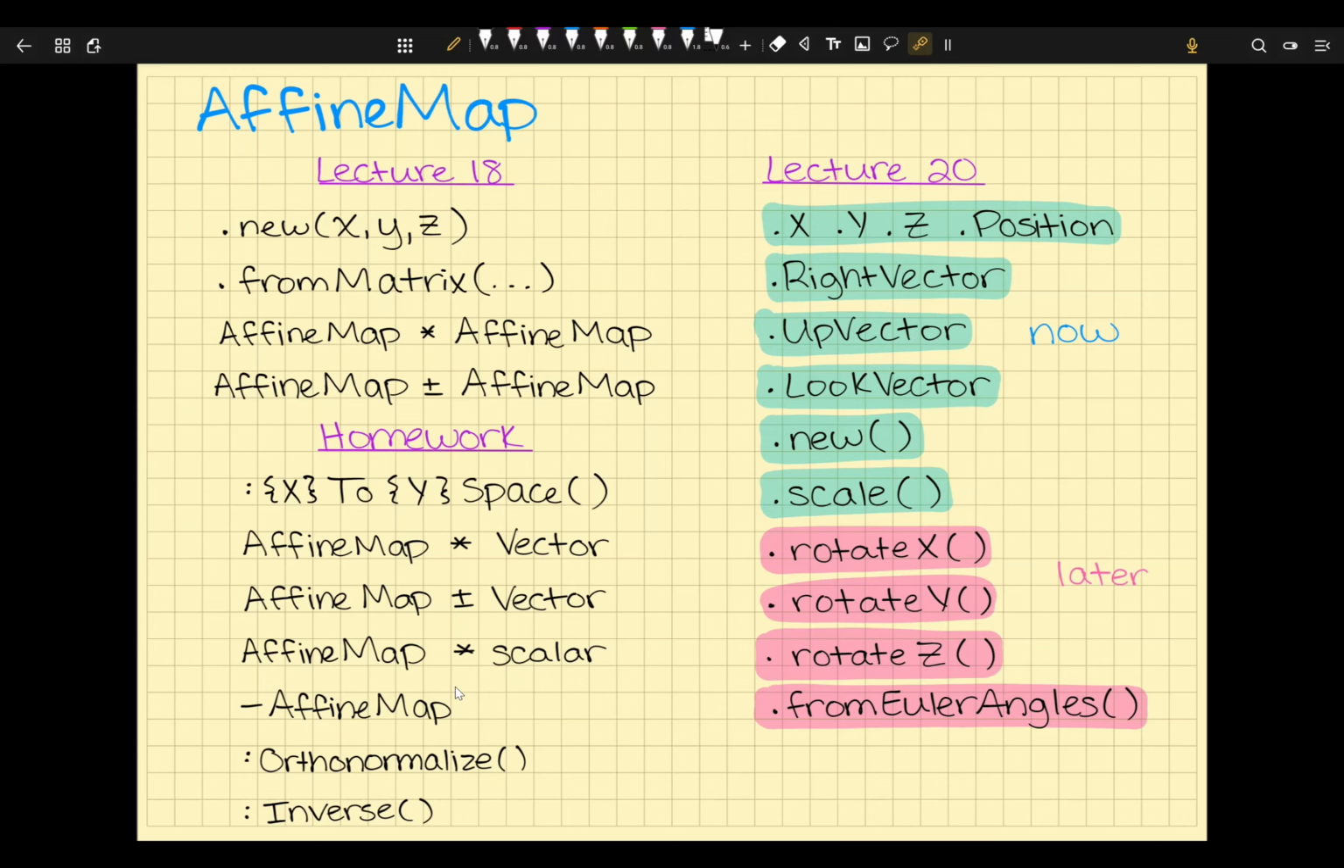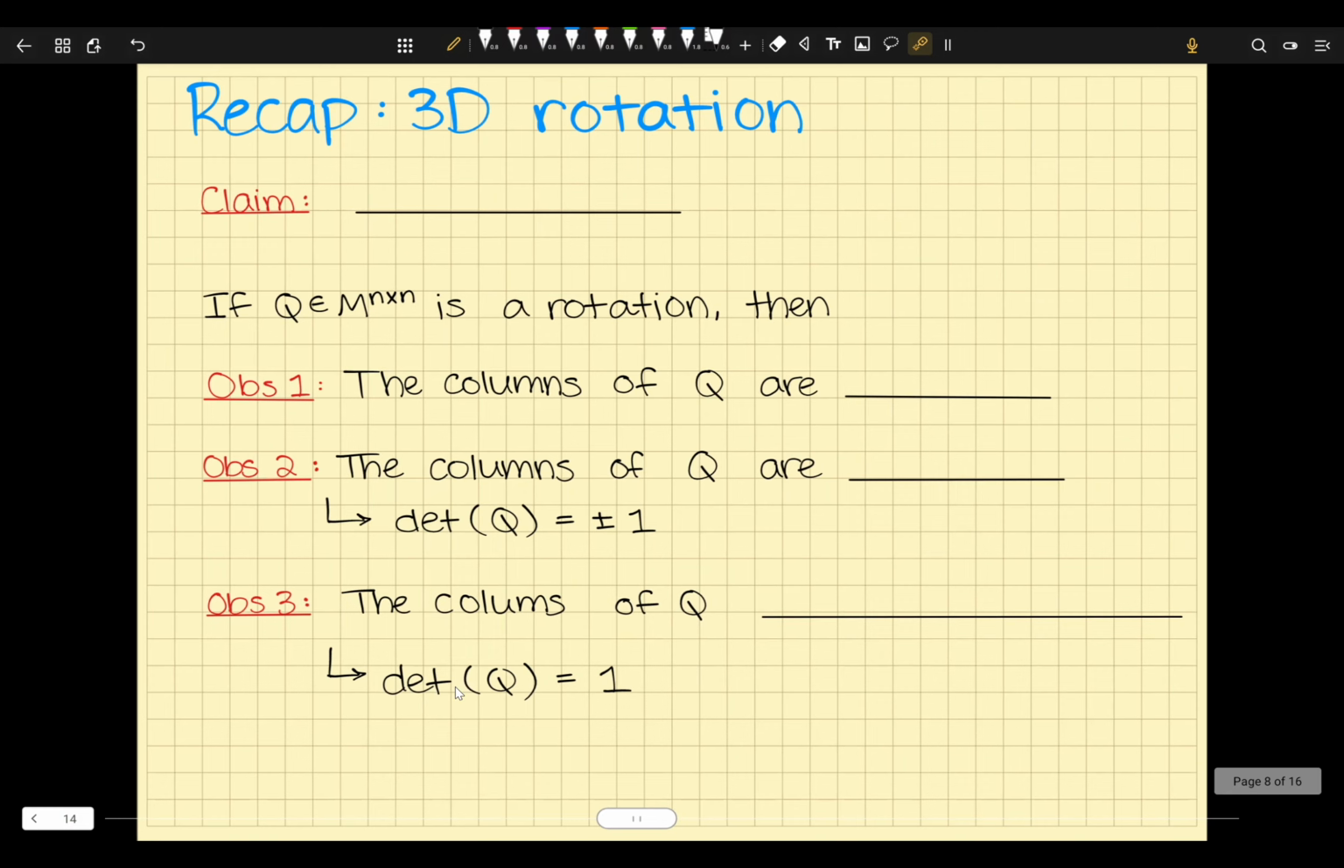Okay, we made some updates to our affine map. Now let's actually talk about rotation, 20 minutes into lecture. So a bit of a recap on 3D rotations. I wanted to create a sequence of visuals to support this. Didn't have time. So I'm just going to repeat the highlights from last lecture to you.